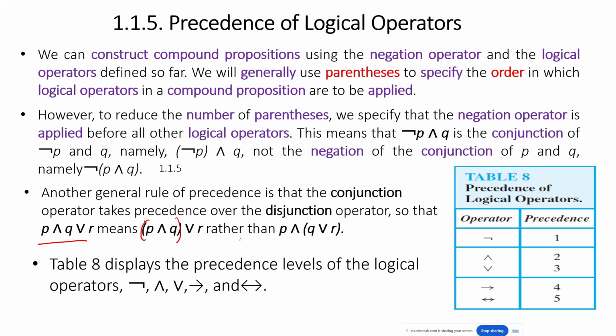Hold on. Am I saying something wrong? They say here, another general rule of precedence is that the conjunction operator takes precedence over the disjunction. So that's actually really the 2 and 3. I was thinking it's like the multiplication and division. It seems like it's not the case, but I'm not sure though.